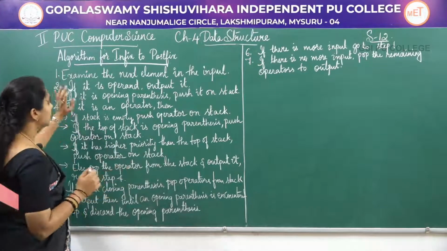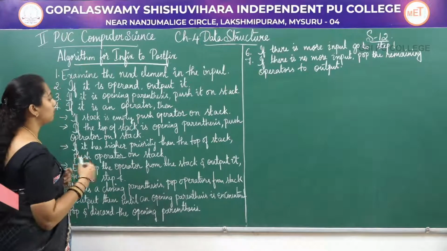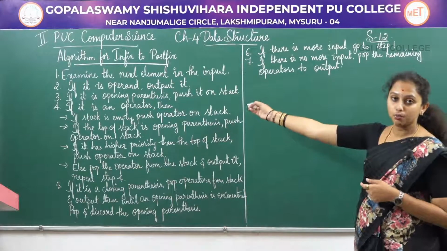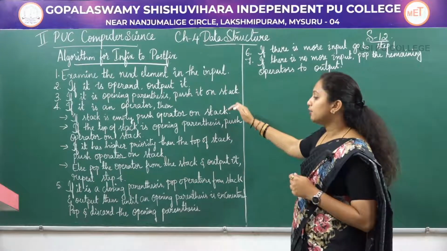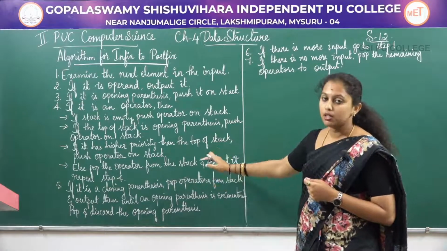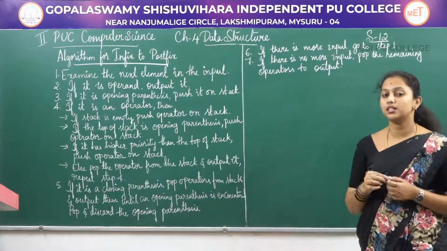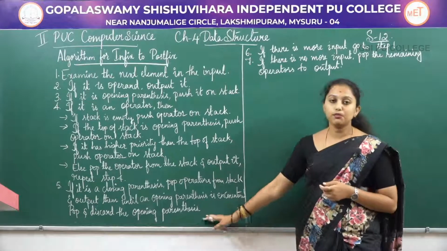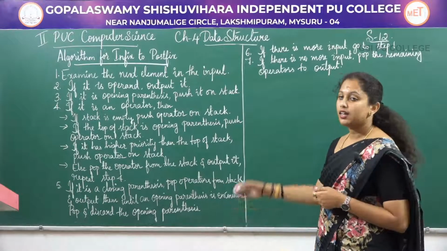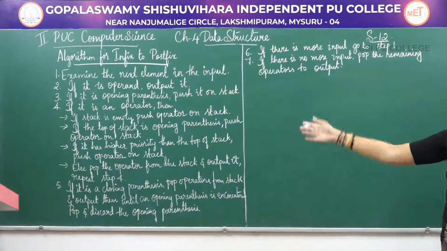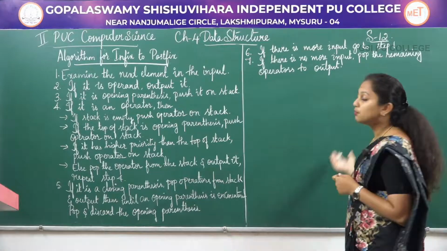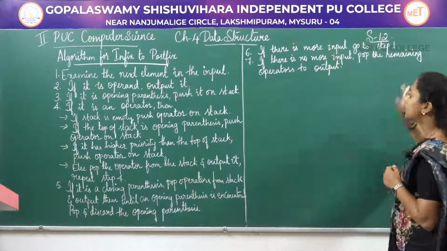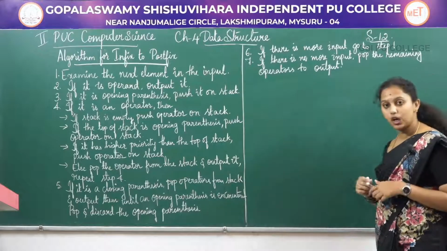So first we have to examine the next element in the input. Then we check whether it is an operand or an operator. If it is an operand, we output it. If it is an operator, we check for all these conditions, because some operators have higher precedence than the other operators. If it is a closing parenthesis, we pop the operators from the stack. After doing all this, if there is more input, we go to step 1, else we pop the operators from the stack to output.